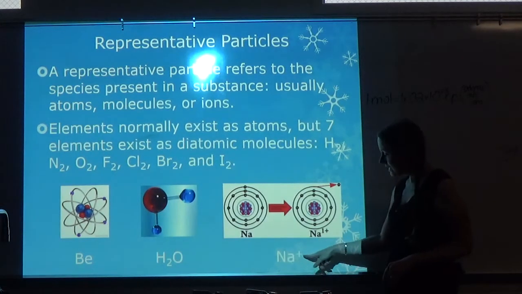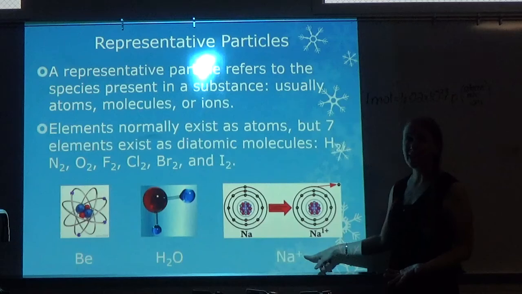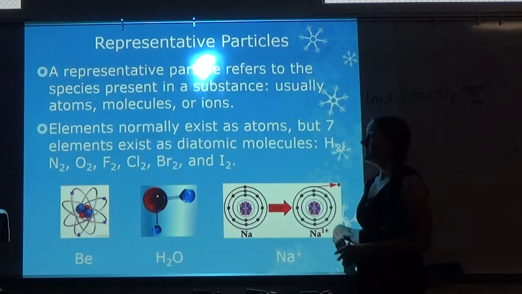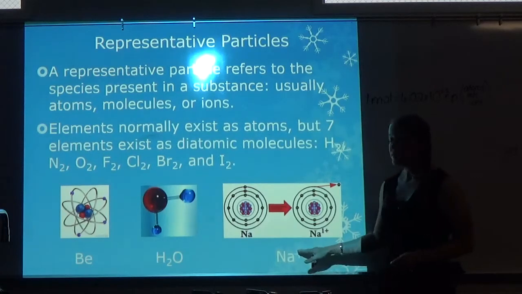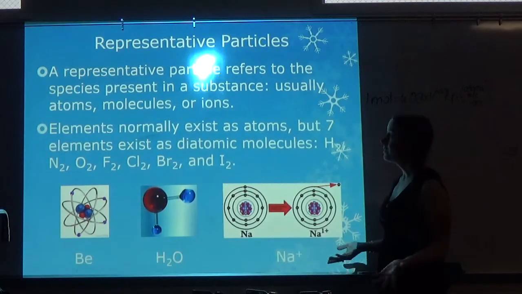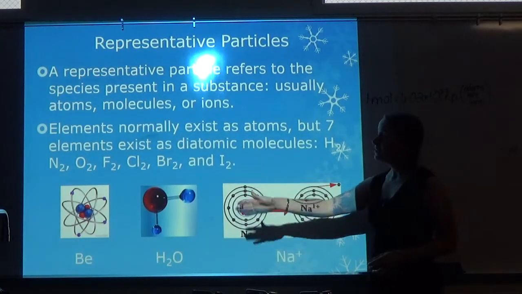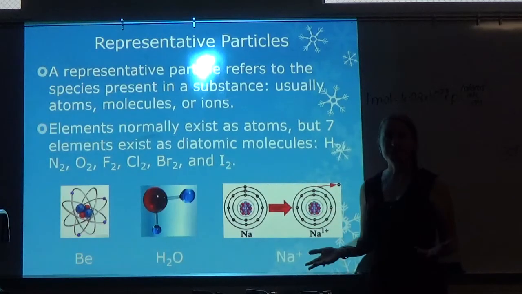So here we have Na with a positive, so that is an ion. Cl negative is an ion. O with a negative 2 is an ion. SO4 negative 2 is a polyatomic ion. And so that's how you can tell whether you're working with atoms, molecules, or ions.